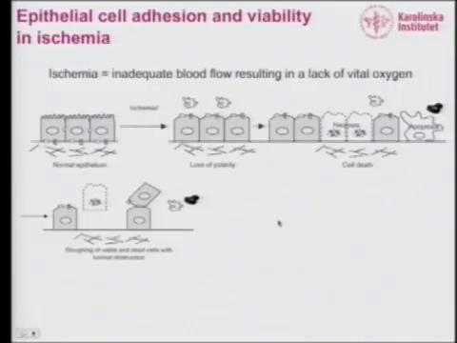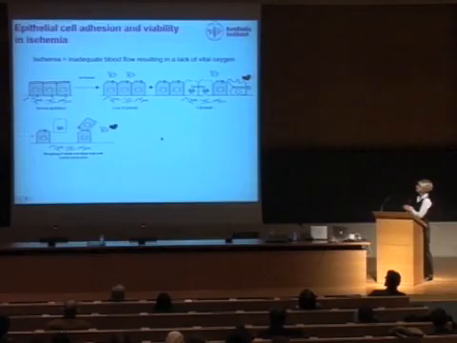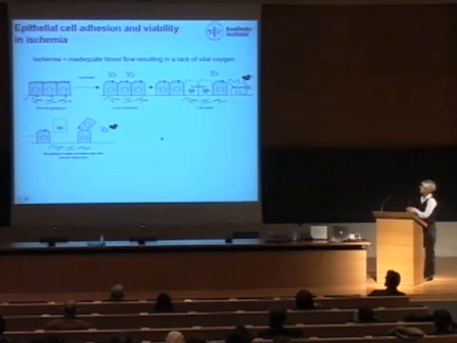Now, reducing the oxygen in the area will have severe consequences. It's well established that when you have an ischemic situation in the tissue, you will have severe consequences for cell adhesion and viability. And that includes that the cells undergo necrosis, apoptosis, after they have lost polarity, and then are sloughed out into the lumen, the tubular lumen.